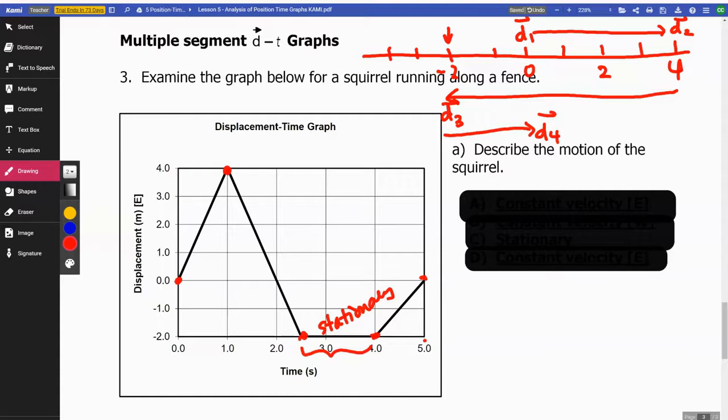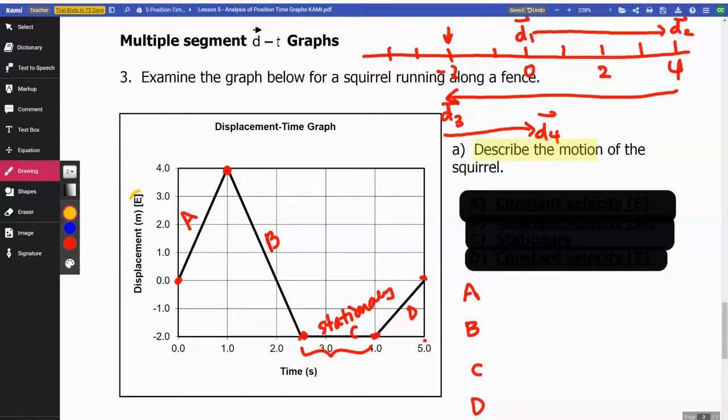Okay, so now let's talk about the motion. Whenever they have 4 sections, this question would like you to describe the motion of the squirrel. When they're in segments like that, you need to describe the motion using the different segments. So I'm going to label them A, B, C, and D. And at each segment, you have to write what it's doing and what direction.